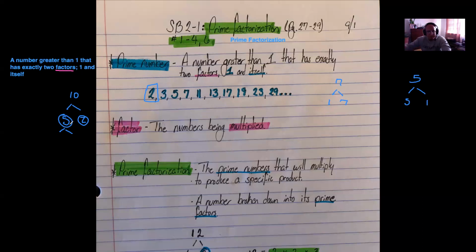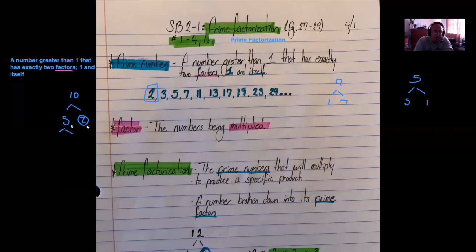The opposite of a prime number is a composite number, which isn't written down here, but let me write it for you.